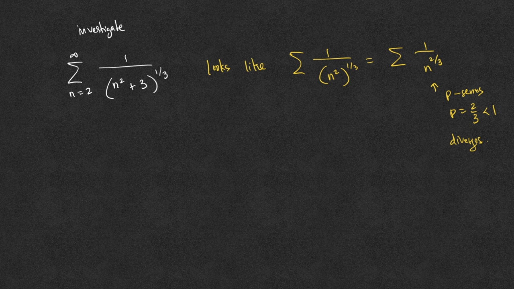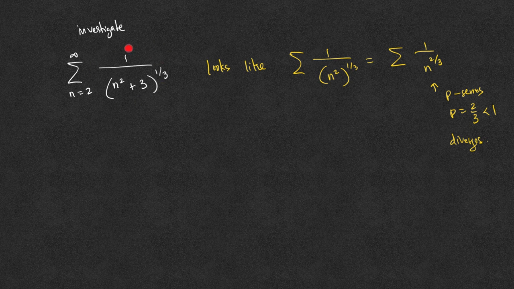But this is only the conjecture. This is not the justification. This is not the work. If we want to conclude that the given series is convergent or divergent, we have to use certain tests, and we cannot use the p-series test because this is not a p-series.